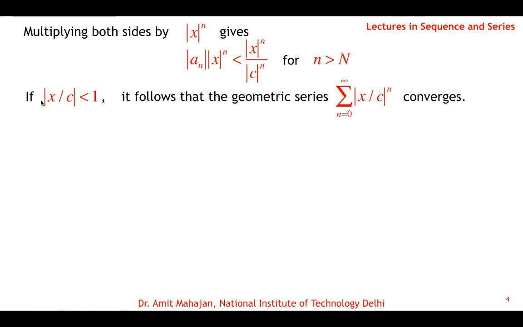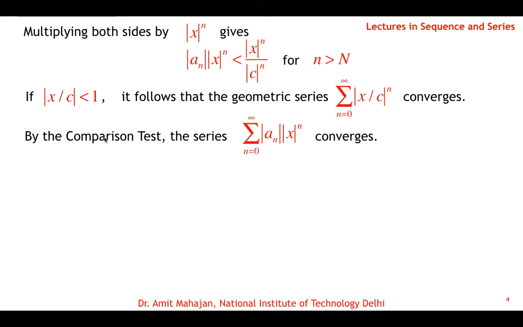Okay, so if the absolute value of x by c is less than 1, then this series, which is a geometric series, is a convergent series, because this modulus r is less than 1. And because the absolute value of a n times the absolute value of x power n is less than this, by comparison test, the series of a n x power n will be convergent. So by comparison test this holds.